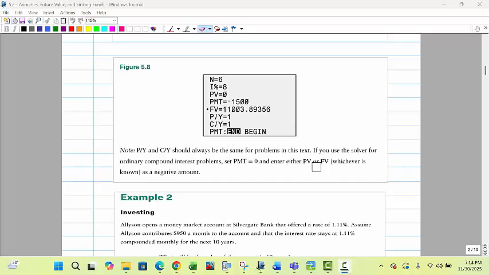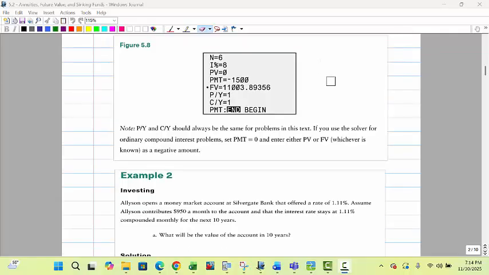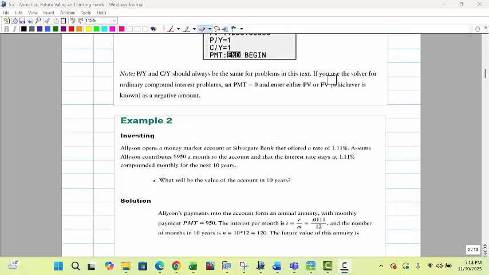So you have to set 0 in for stuff you're not using, in this case like the PV. But we'll do this in real time here in just a minute for another example, and certainly in the homework.